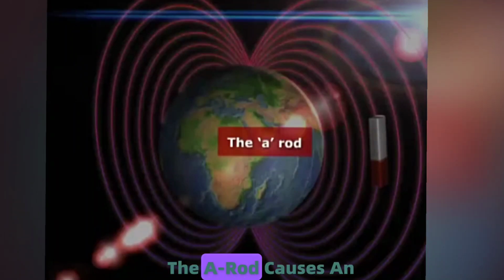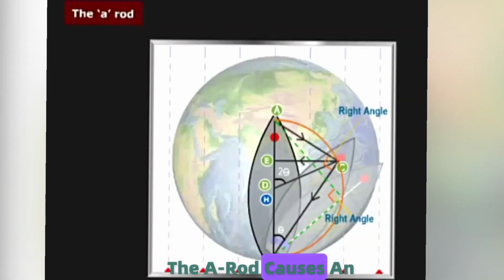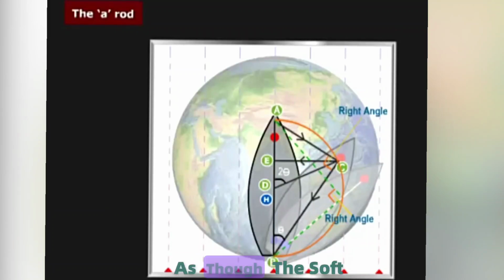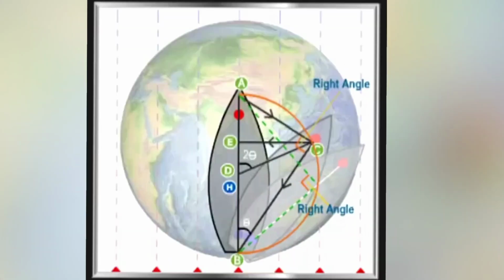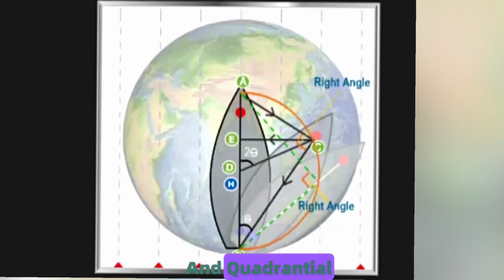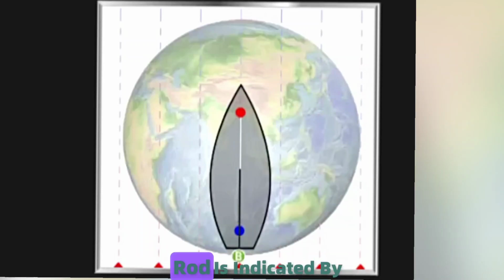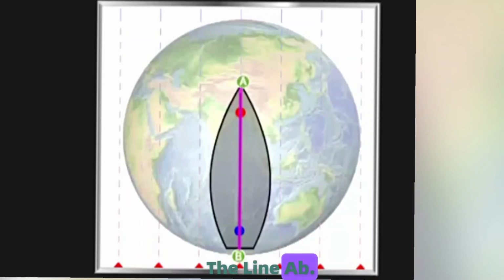The A-rod causes an induced magnetic effect, as though the soft iron is lying in the fore and aft line. Usually on a vessel, it is a negative effect. Its strength varies with latitude and the vessel's course, being maximum at the equator on quadrantial 45-degree courses. The strength of this rod is indicated by the line AB.